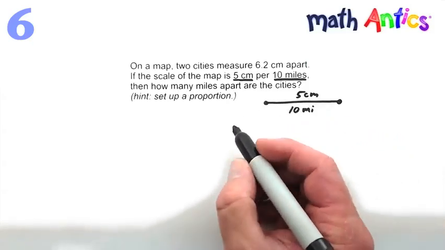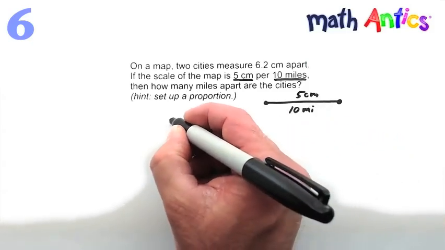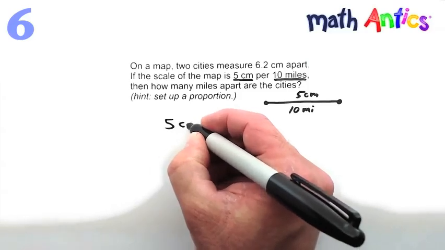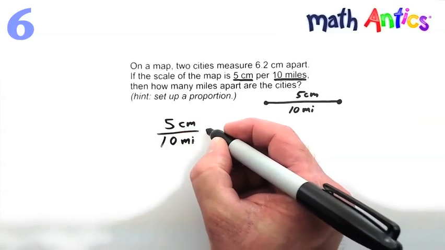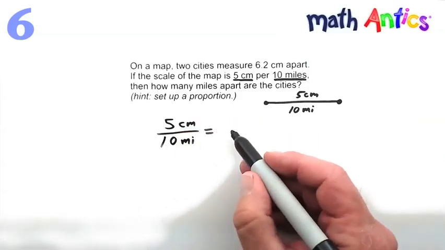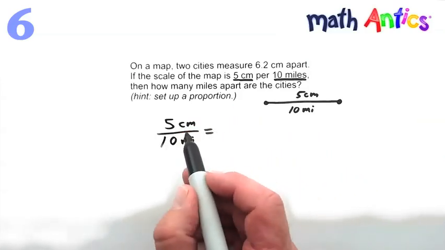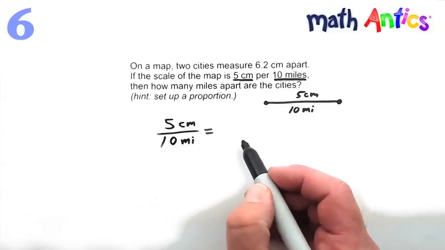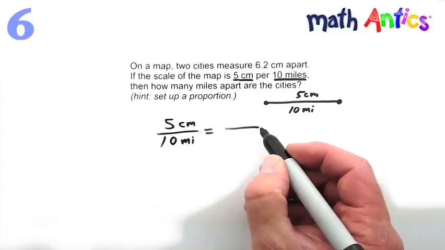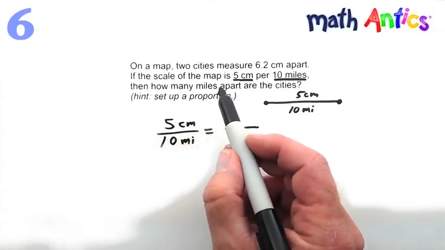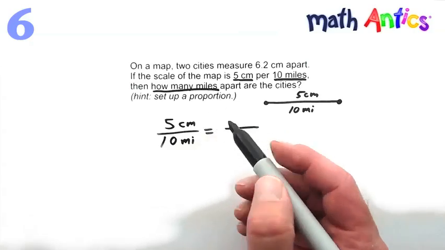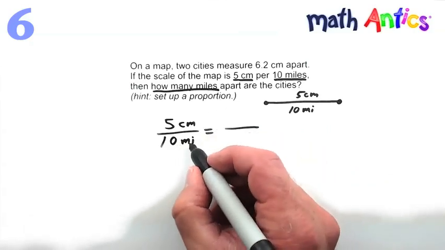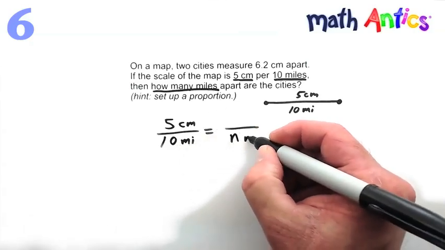So that's our scale factor. That's the ratio of the sizes, and that's going to be the first part of our proportion. 5 centimeters per 10 miles. Okay, so we're going to set that equal to another ratio with the same units. We know that centimeters must be on the top and miles must be on the bottom. And since we're looking for the number of miles apart that the cities are, that's the question, how many miles? That's going to be our unknown number. So it's going to be on the bottom, n miles over here.